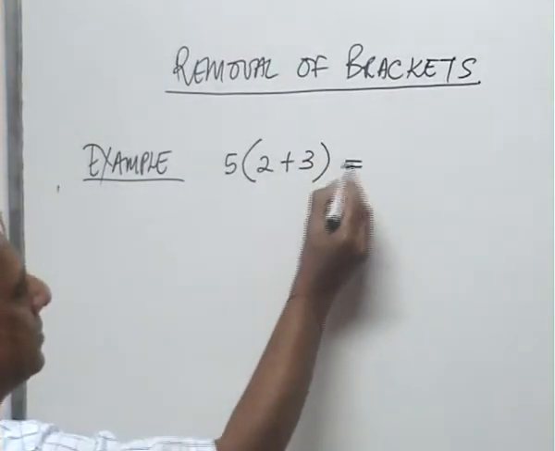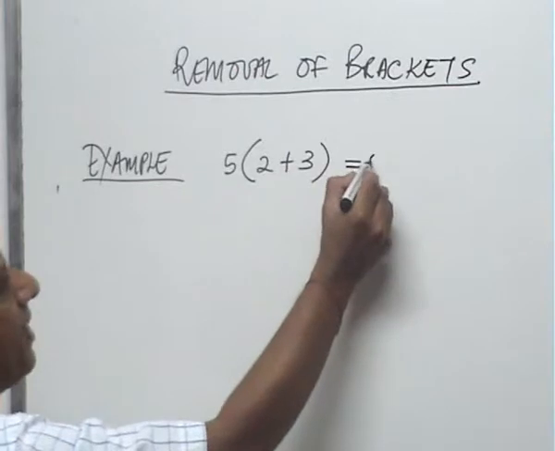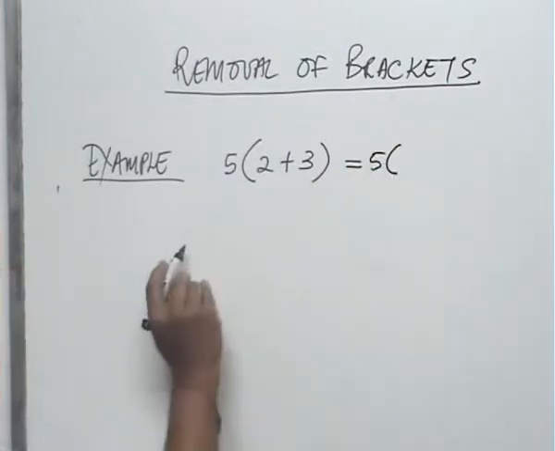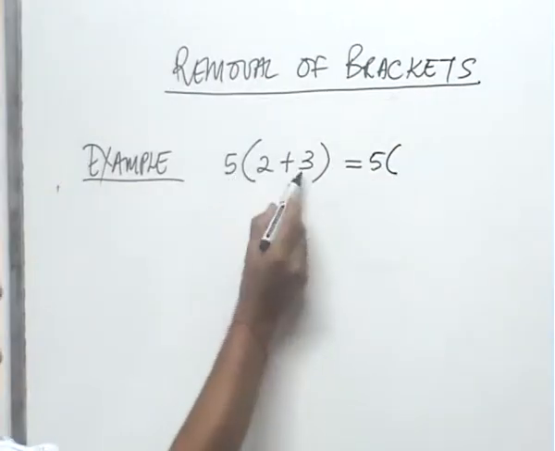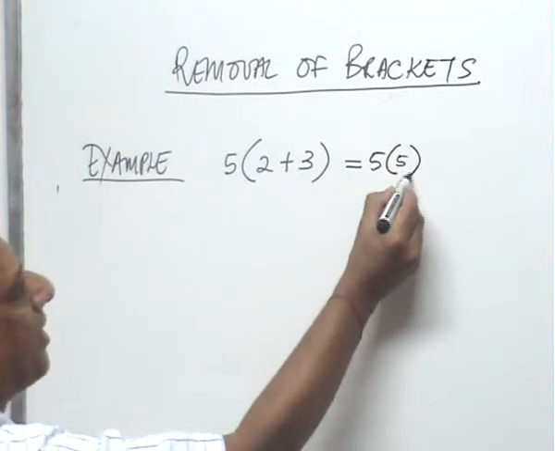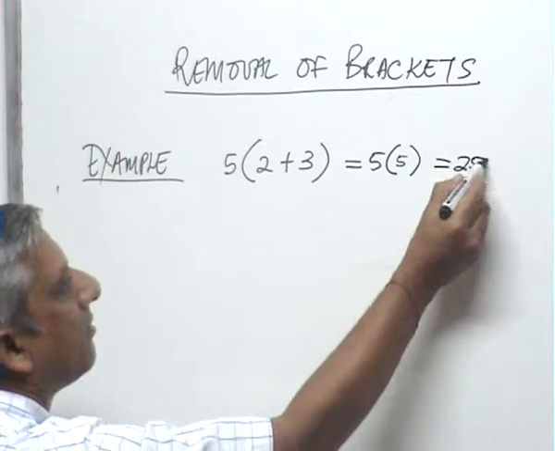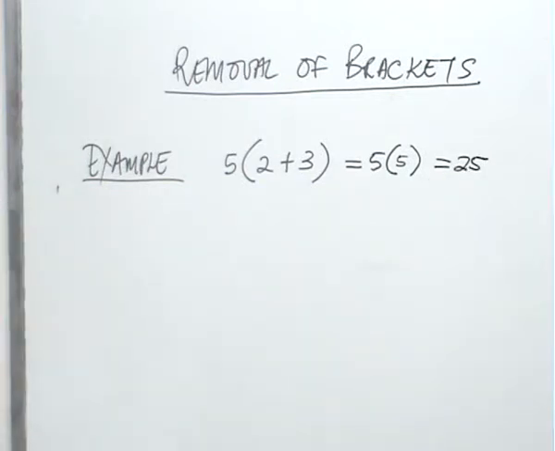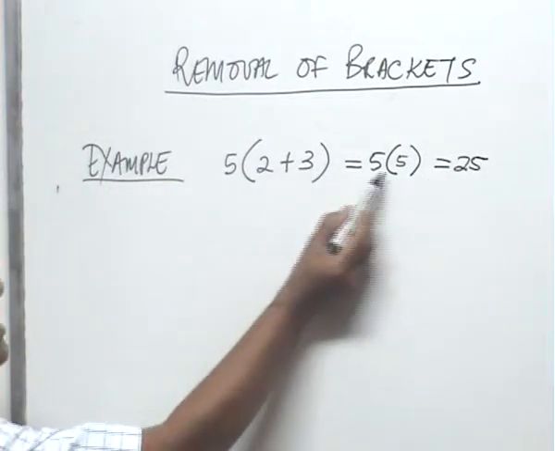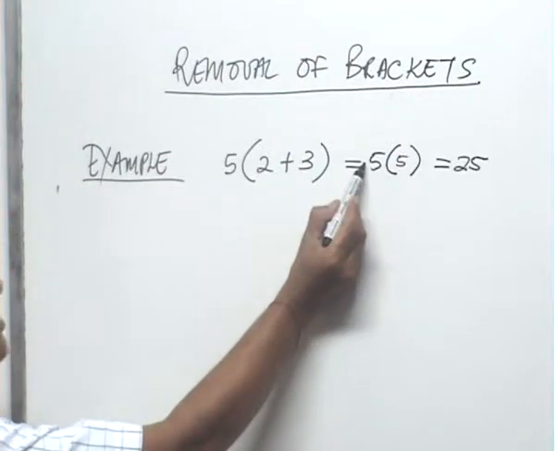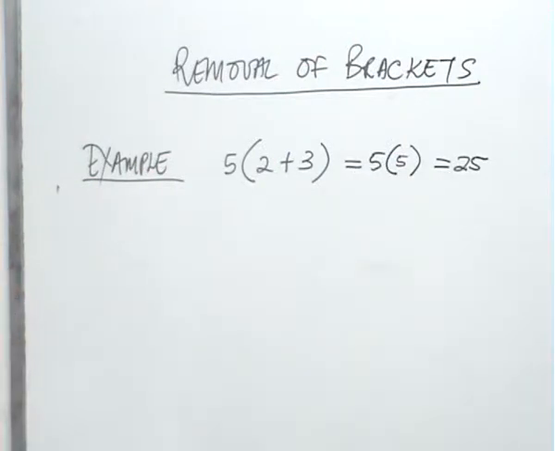Then you will tell me, well, there's the 5 and inside the bracket here we got 5. So the final answer is 25. So you're actually using the rule of order. 2 plus 3 is 5. Then 5 times 5, 25.